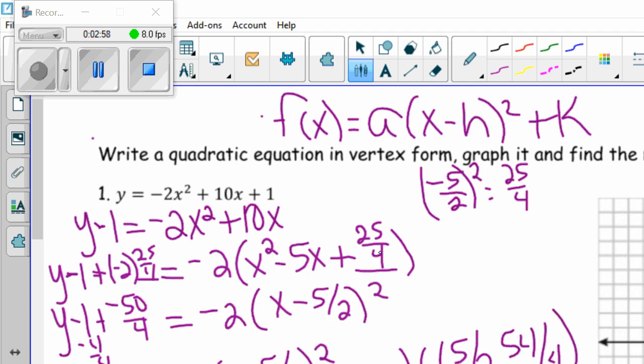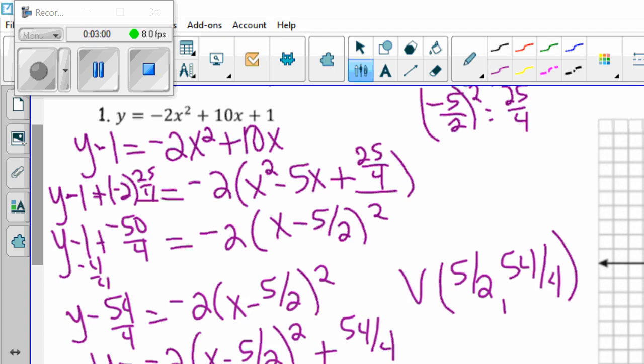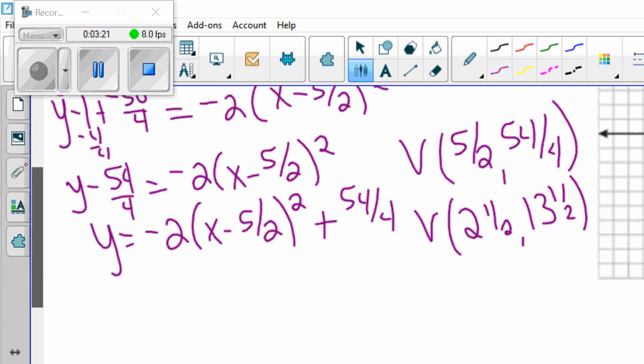Since we're going to have to graph this, if we don't like fractions, because it's hard for us to see what number that is, we can change it to a decimal now. Remember that 5 halves is really just 2.5. 54 fourths, if we change that to a decimal, is 13.5. I want to graph it, which means I need an XY table. So I'm going to make my XY table. Remember, I put my vertex in the middle, so 2.5, 13.5.